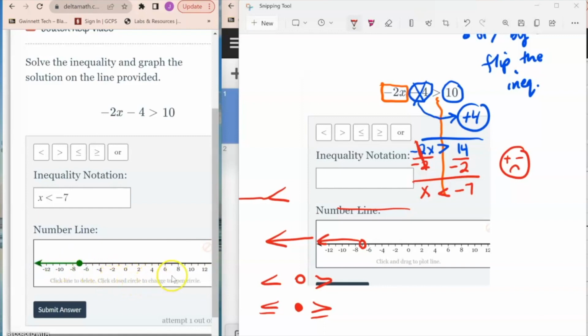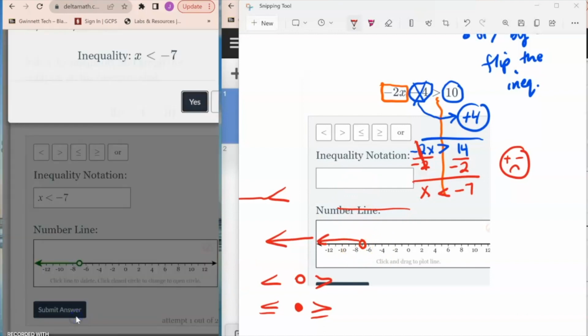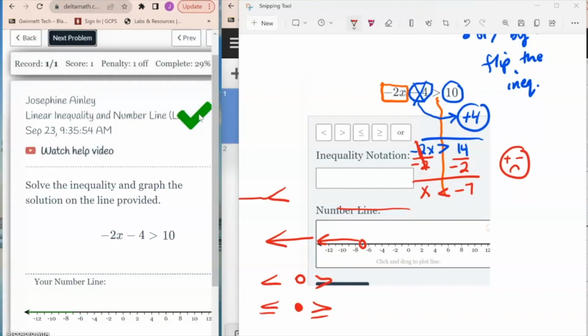Click closed circle to change it to open circle. So my circle was supposed to be what? Open. So I'm going to come here and change it to an open circle, and then submit my answer. Yay. Okay. All right. Then I'm going to go over to the next.